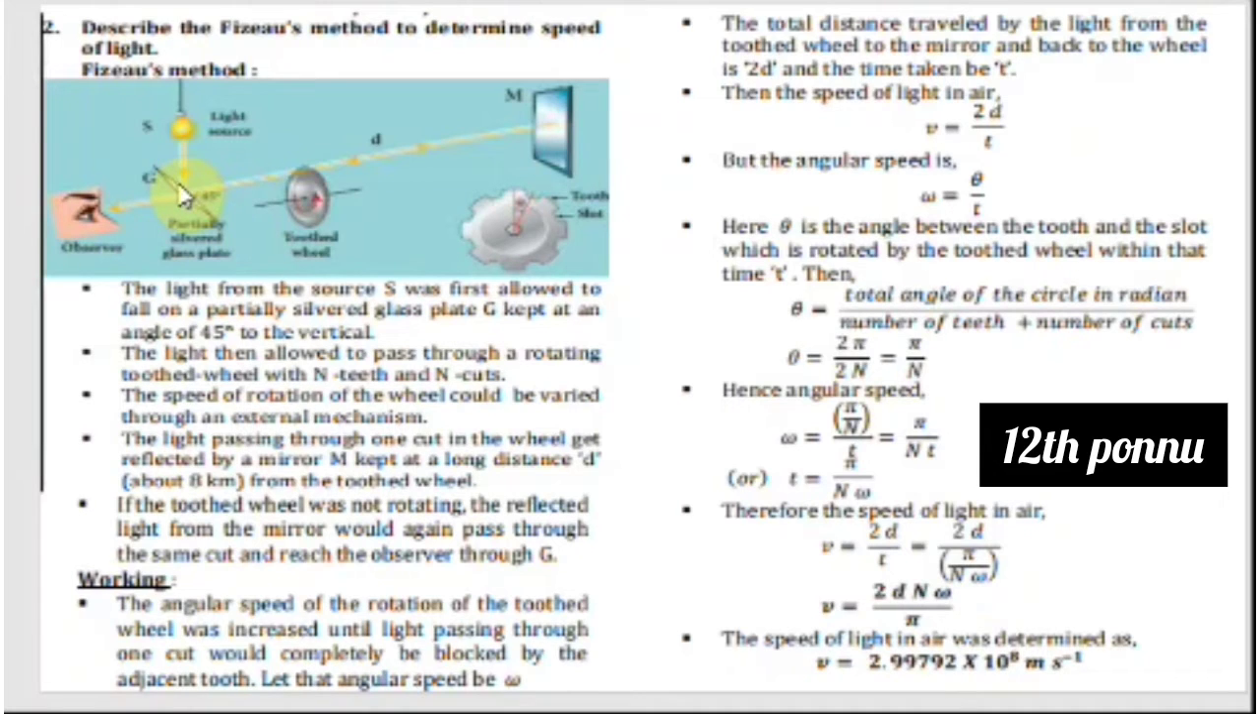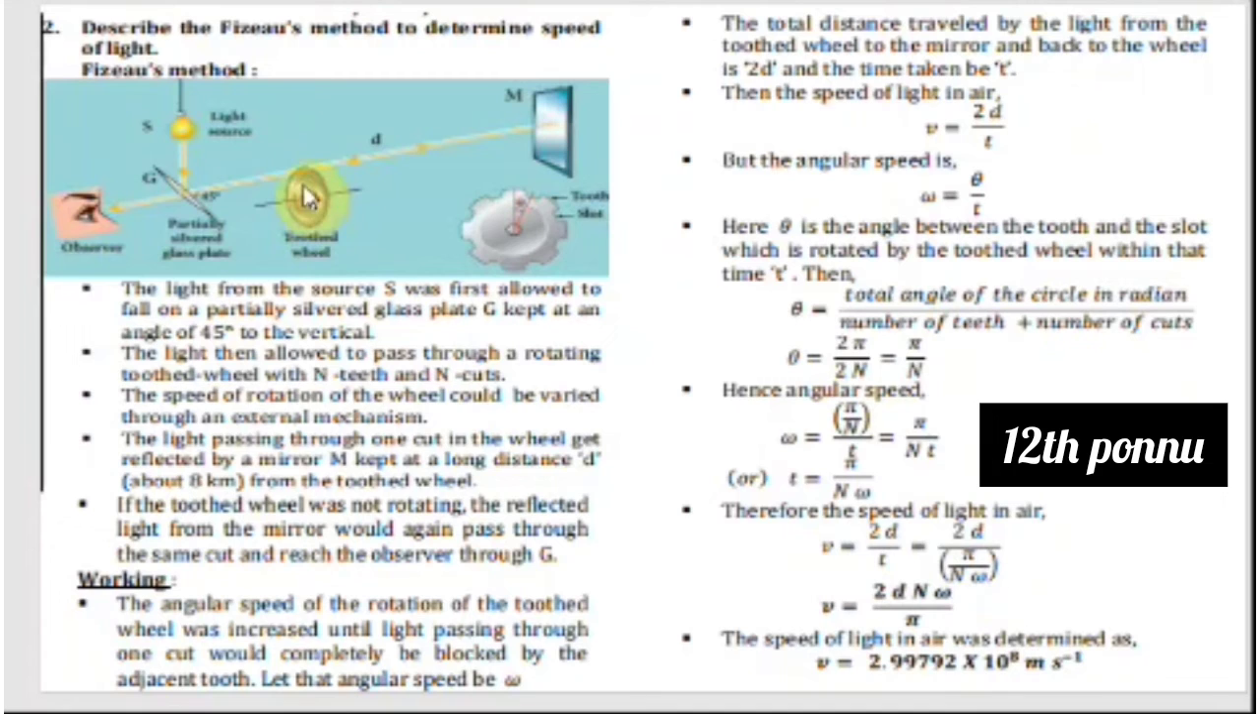After reflection, this light is allowed to pass through the rotating tooth wheel. This is the tooth wheel. It consists of N teeth and N cuts. The speed of rotation of the wheel is varied through an external mechanism. The tooth wheel is made to rotate by an electric motor, which was not given in the diagram. So it is a rotatable tooth wheel.